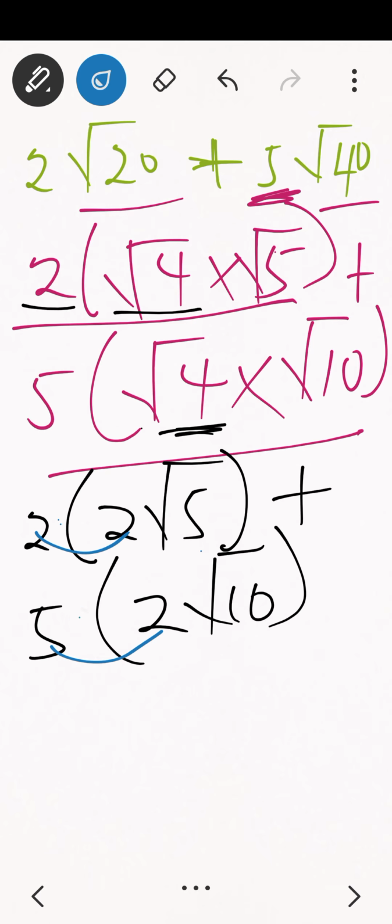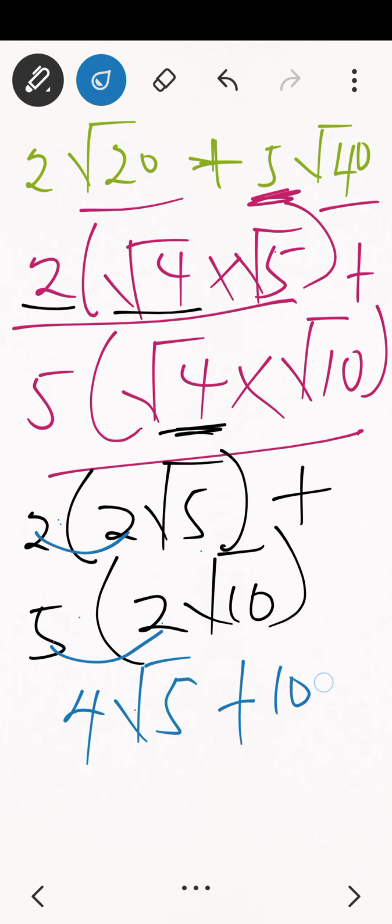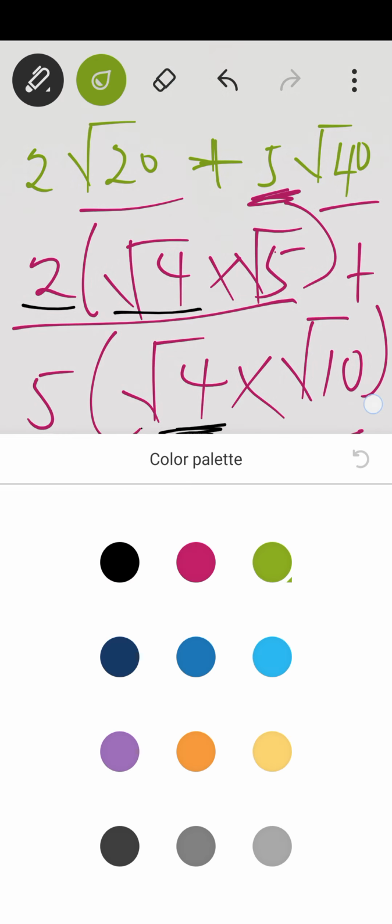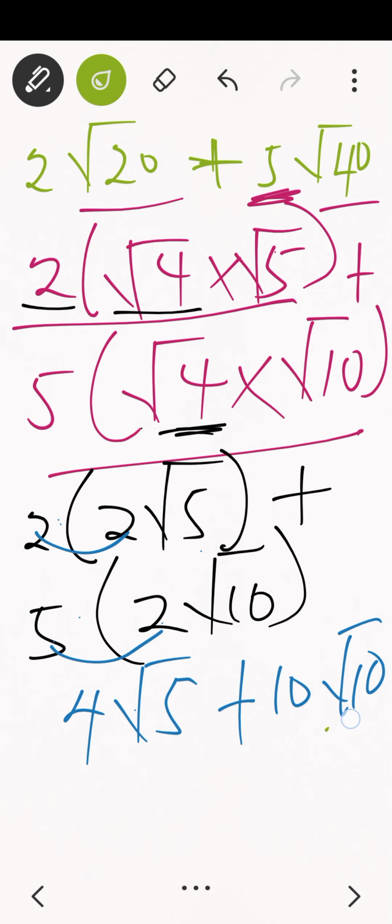So 2 will multiply 2 to give us 4 root 5, and that will be added to 5 times 2 to be 10 root 10. Now at this level, you see that root 10 and root 5 are not like terms, so we cannot do any more operation about this. So this is the simplest form we can express this kind of example.